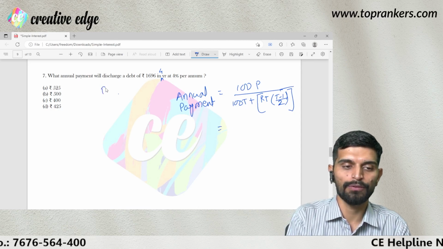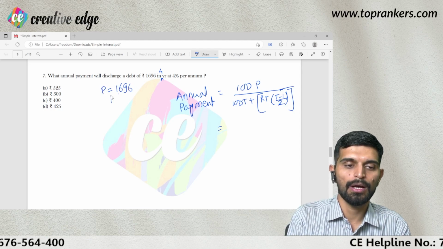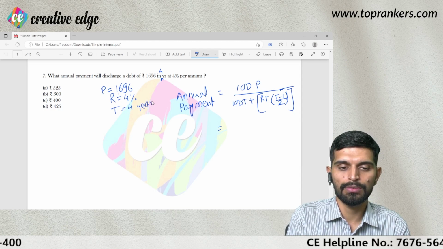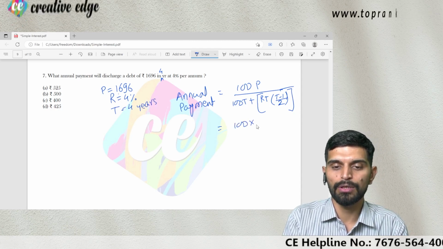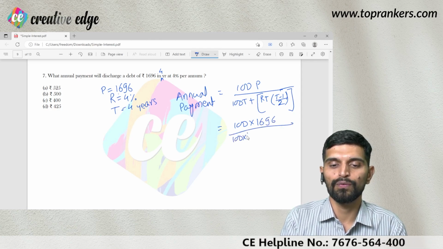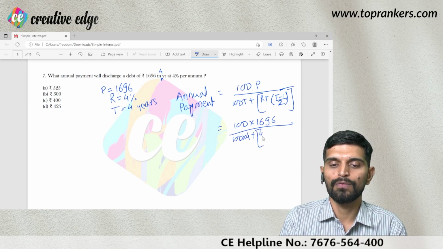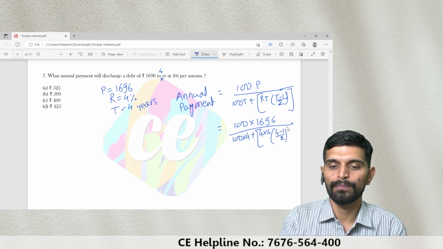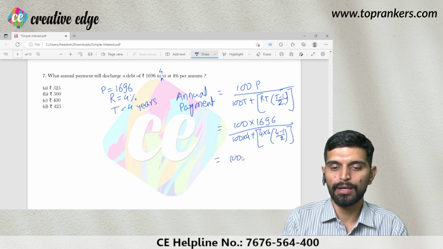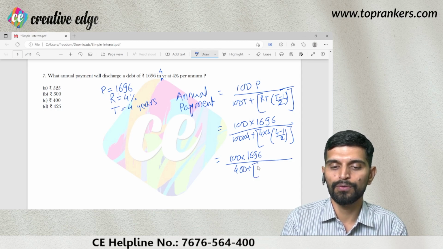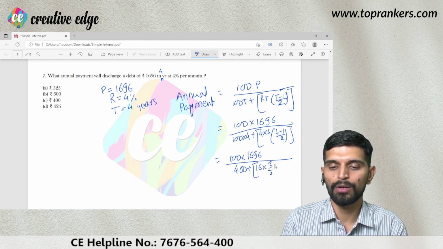So now let's substitute the values. P is equal to 1696, R is equal to 4%, T is equal to 4 years. So now let's put all these values here. So 100 into 1696 upon 100 into 4 plus 4 into 4 into 4 minus 1 upon 2. So this is 100 into 1696 upon 400 plus 4 into 4, 16, into 3 upon 2.